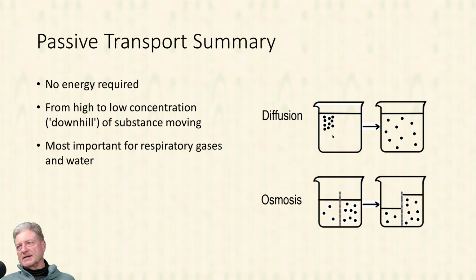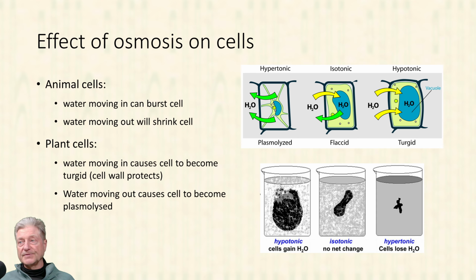All right, so just a passive transport summary. No energy is required. It goes from high concentration to low concentration, moves downhill, and most important for respiratory gases and water. Remember that the movement of water is called osmosis. It is still diffusion, but it's the diffusion of water, specifically across a membrane, a selectively permeable membrane, or a water permeable membrane. It has to be water permeable. The water has to be able to get across it.